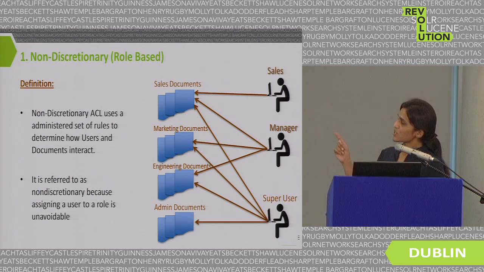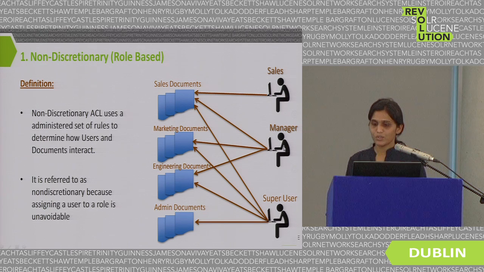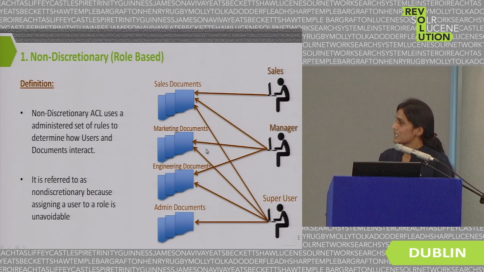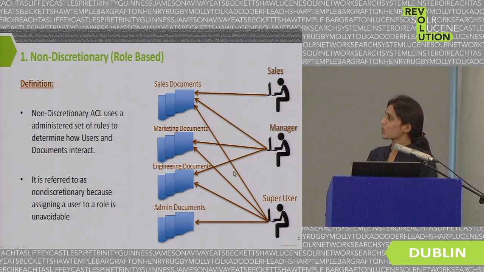In the pictorial representation, we have a user, sales, who belongs to a sales team, so he is given access to only sales documents. Then we see a manager who manages the infrastructure, so he has access to sales documents as well as engineering documents. And there is a super user who maintains the entire system, so he is given access to all the documents. So this is the role-based model, where we differentiate users based on roles.